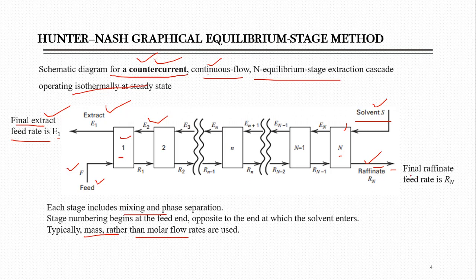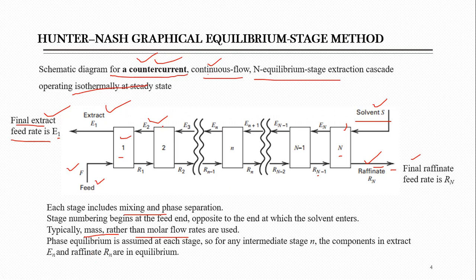Then this is named the final raffinate feed rate. Why are we calling them final extract and final raffinate? Because you can see inside there are a few others. So here we have to talk about the final one, because we are concerned about the final main extraction as well as the extract and raffinate obtained from any system.